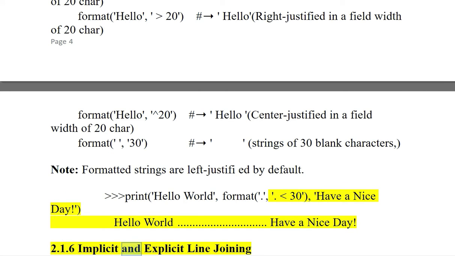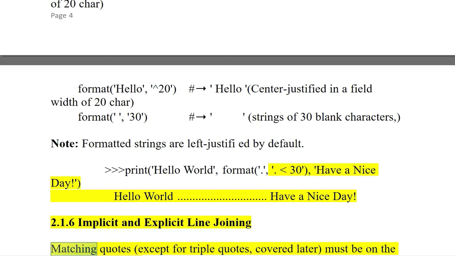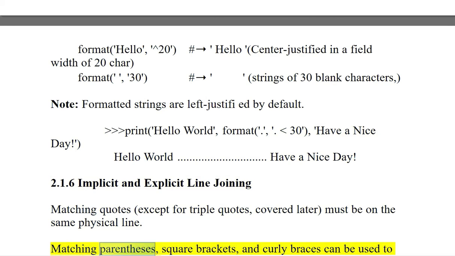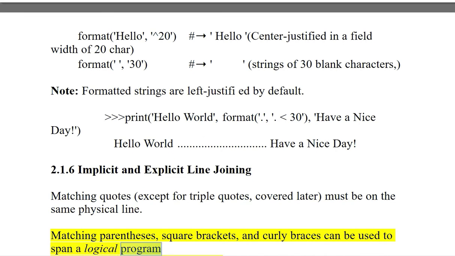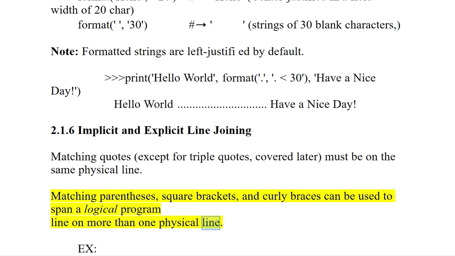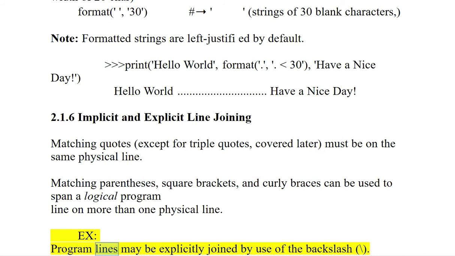2.1.6 Implicit and explicit line joining. Matching quotes, except for triple quotes, covered later, must be on the same physical line. Matching parentheses, square brackets, and curly braces can be used to span a logical program line on more than one physical line. Program lines may be explicitly joined by use of the backslash.